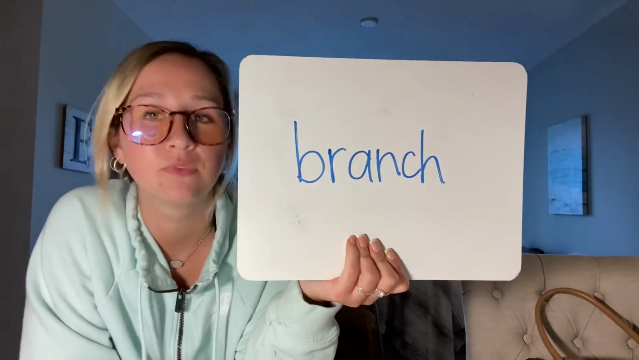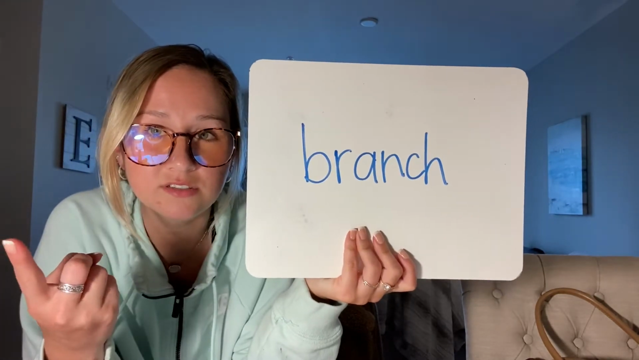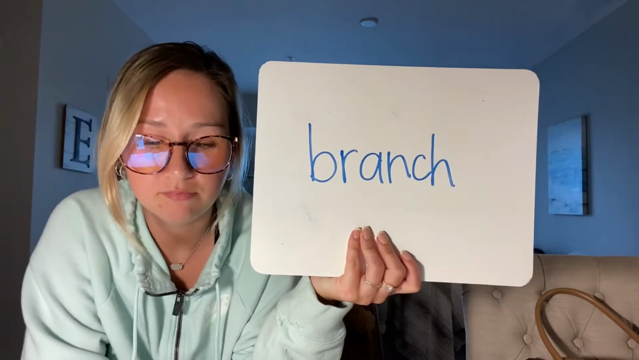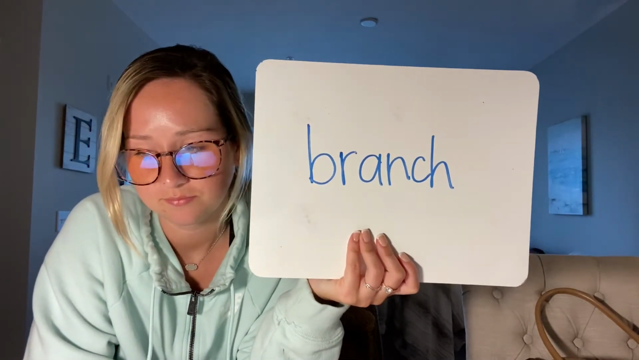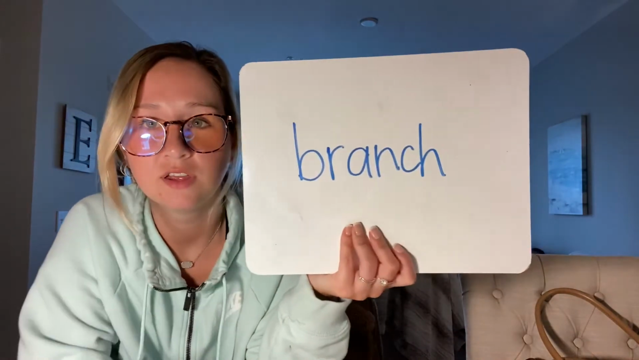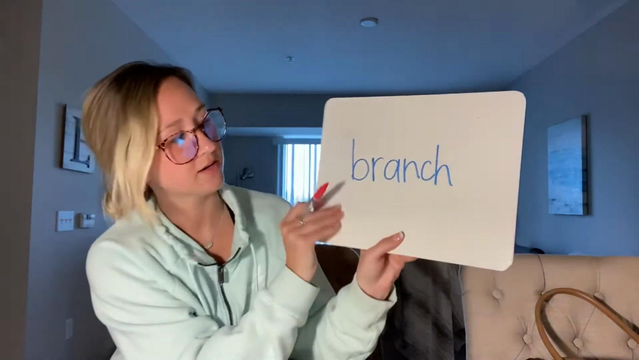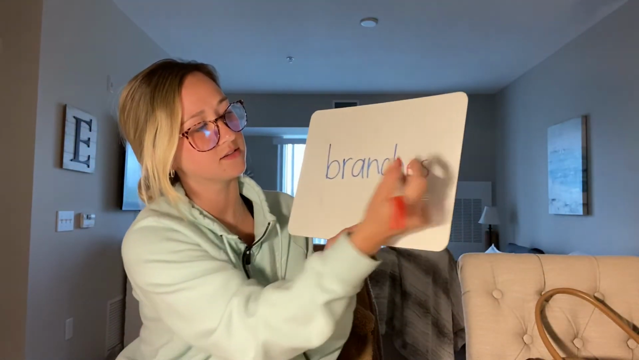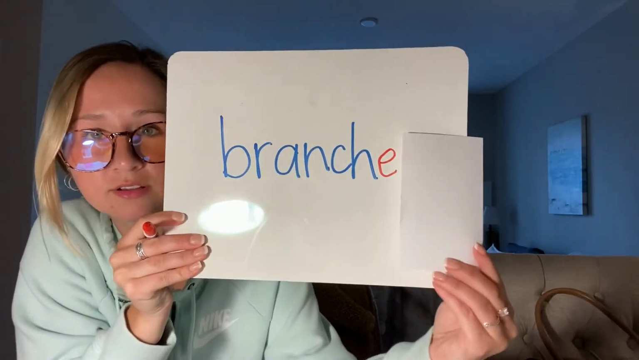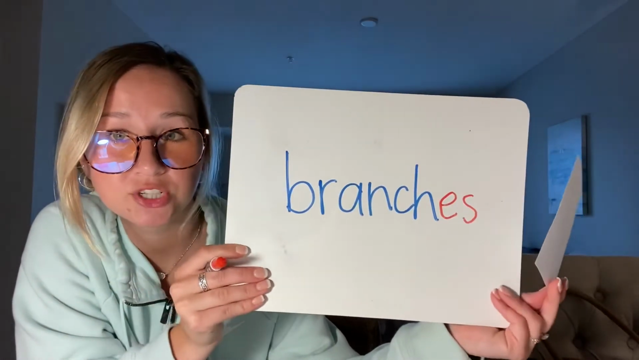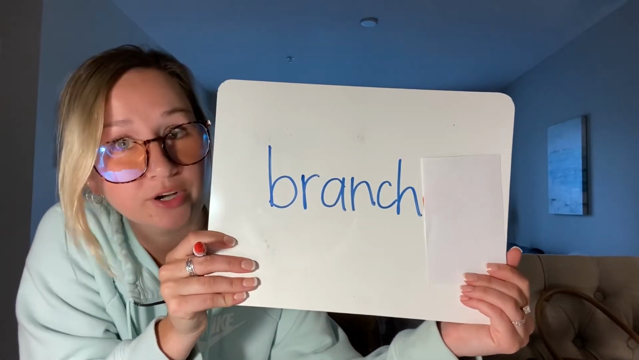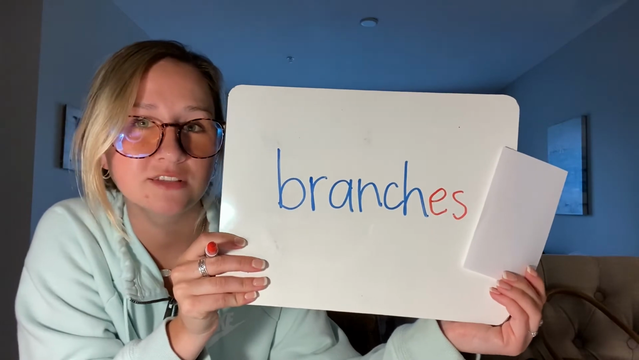Let's do the word branch. Look at this word. Does this get the S suffix or the ES suffix? Branch. S or ES? It would get the ES suffix, from branch to branches. One branch is just a tiny tree with one branch. And then it grew into a big tree with lots of branches.